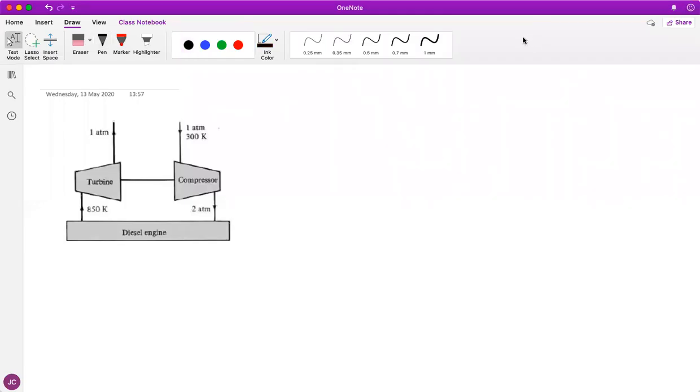So let's do this one. I love this book. It's my favorite book regarding thermodynamics, and it has some very interesting problems. This is a very good problem to talk about something that seems like a Brayton cycle.